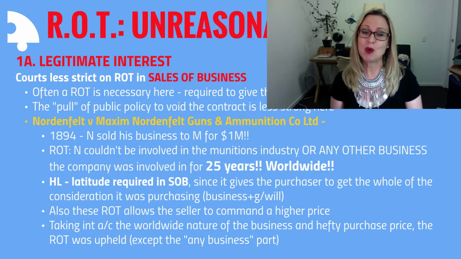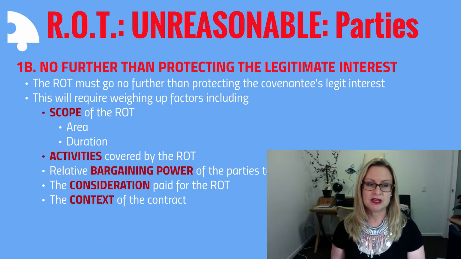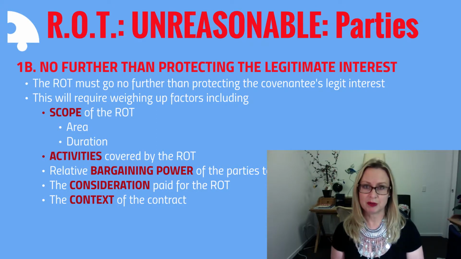So there was a whopping 25 years' worth of restraint there, well past World War I. And so Nordenfelt missed out on a whole lot of munitions business right there. So that's the Nordenfelt and Maxim Nordenfelt decision. So the second stage of the two-step process is that the provision must go no further than protecting the legitimate interest itself.